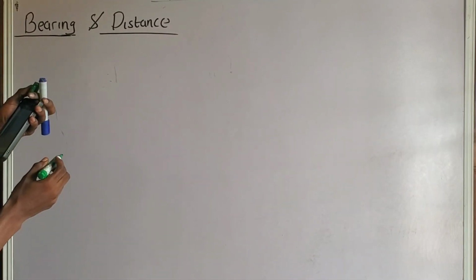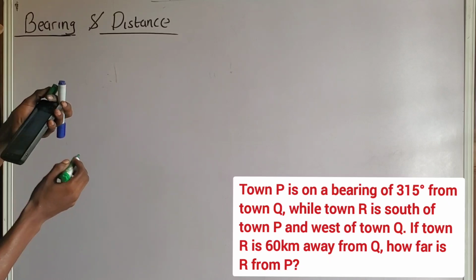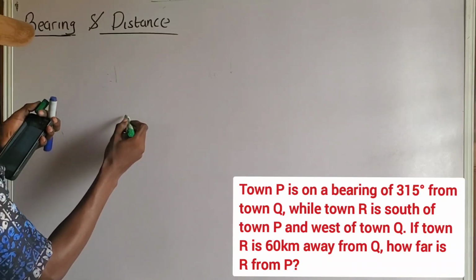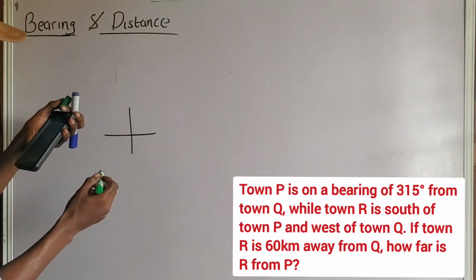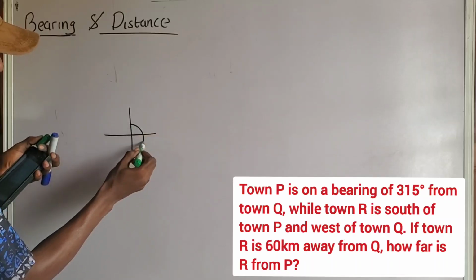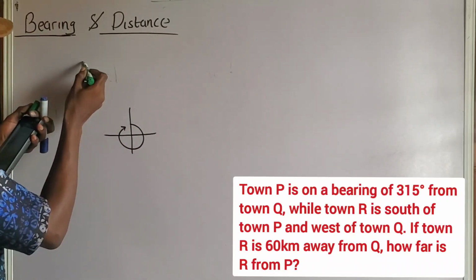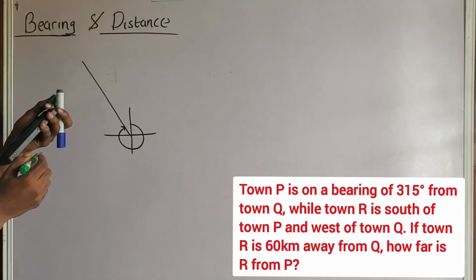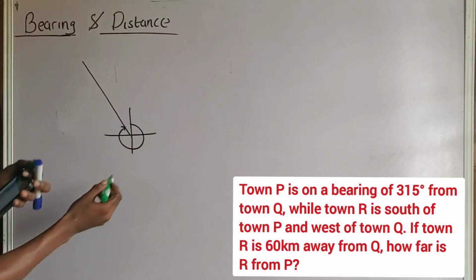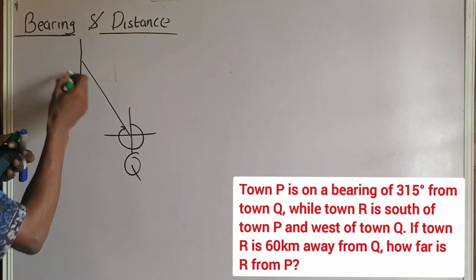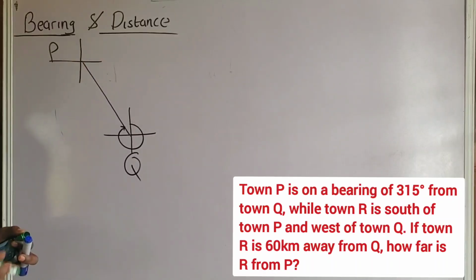Town P is on a bearing of 315 degrees. So let's start with town P. A bearing of 315 degrees is something of this kind. Town P is on a bearing of 315 degrees from town Q, so this will be Q and P will be here. Do you understand? In bearing, you must be able to interpret the questions into a diagram. That's one of the important things that you have to learn in bearing.